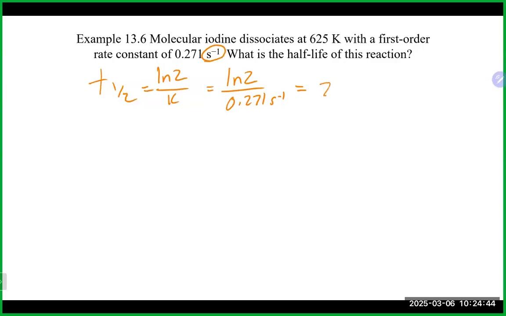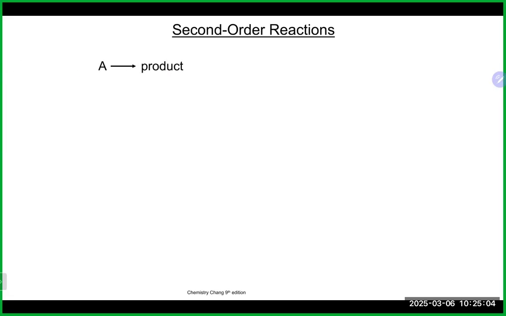In that case, we will end up with maybe 2.56 seconds. Pretty quick. Every 2.5 seconds, half of what you had is gone, right? So that's pretty fast. Any questions on that? All right, then let's talk about some other orders of reactions.